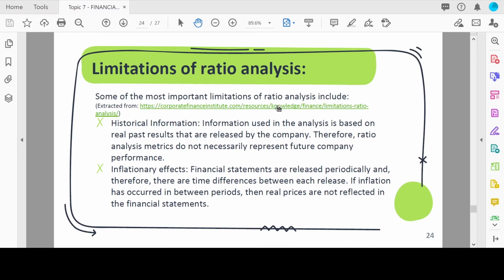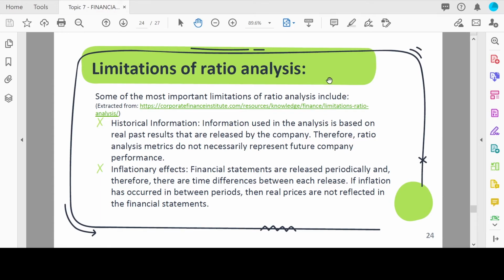However, for the ratio analysis, there are limitations. Limitation number 1 is related to the information itself. The information that we use is historical information, based on the past result, because we use the financial statements, and the financial statements are the transactions of the whole year. So it could be past information. It does not consider any inflationary effect.